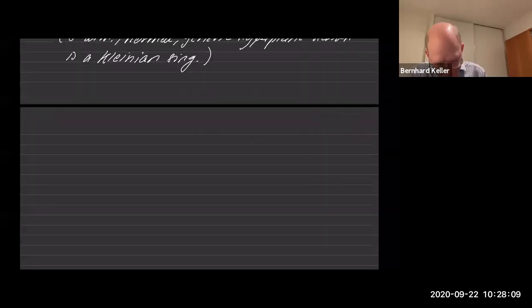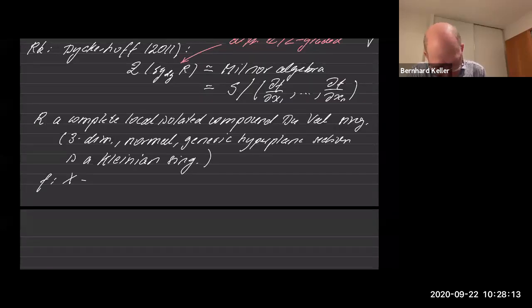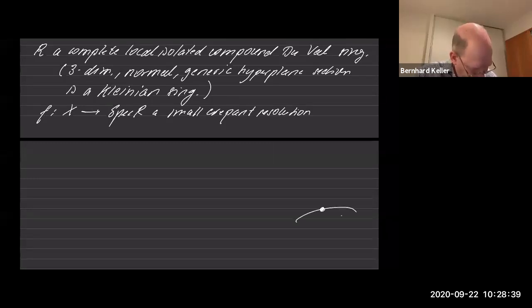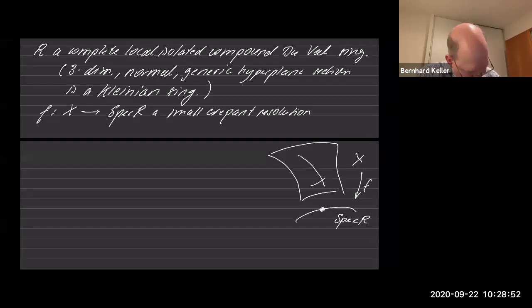And then we fix f, a small crepant resolution, so in particular X is non-singular. Okay, so the picture is as follows. We have Spec R with an isolated singularity at the origin, and we resolve it by X. And then we have the exceptional fiber, and the exceptional fiber is a tree of rational curves, curves isomorphic to P1. So this f contracts a tree of rational curves.